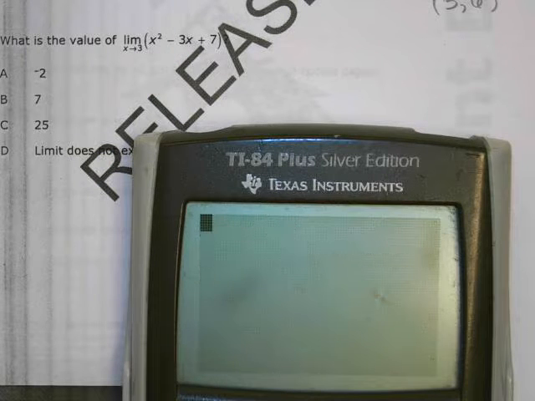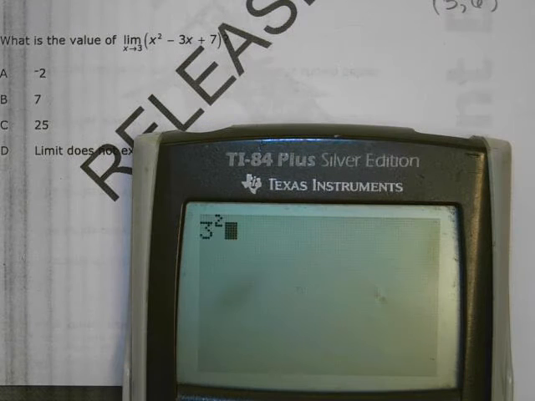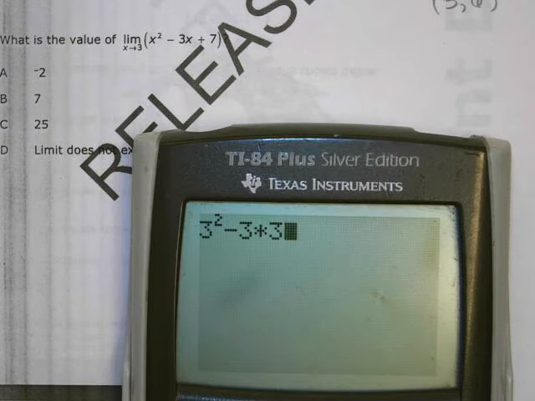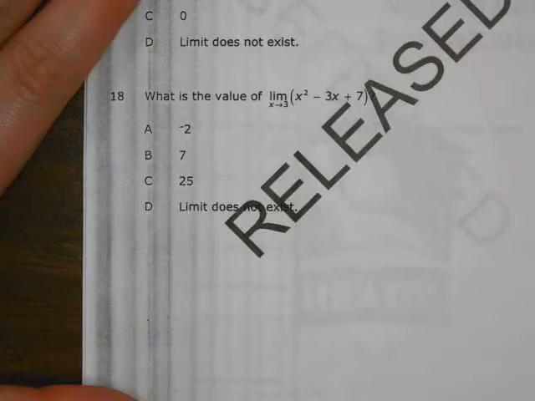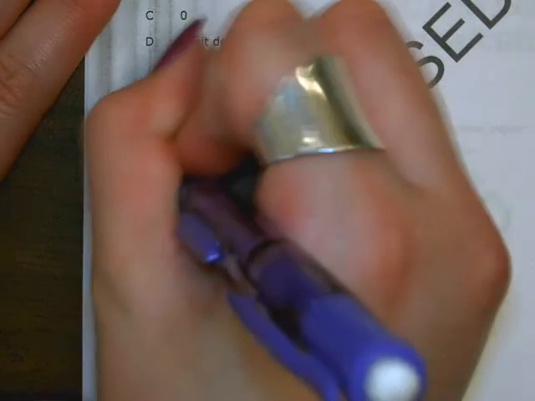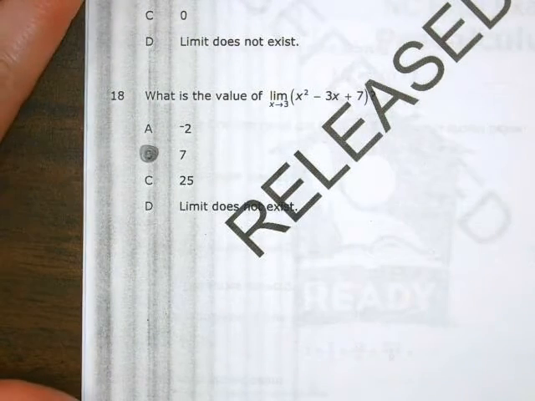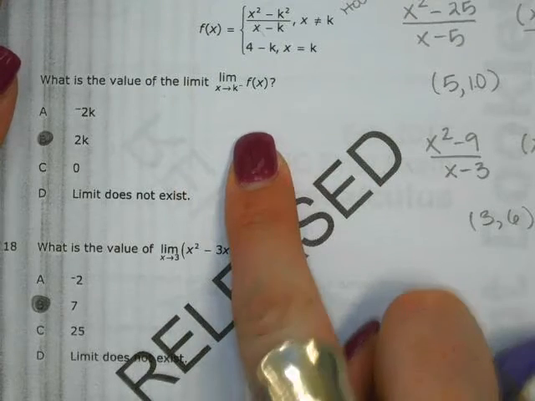It helps if I actually plug it in for x. 3 squared minus 3 times 3, there we go, plus 7. So 7. The y value there is 7. Okay, so here it was what y value should we have.